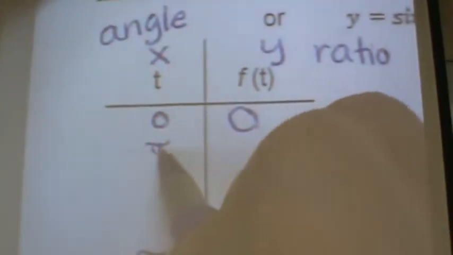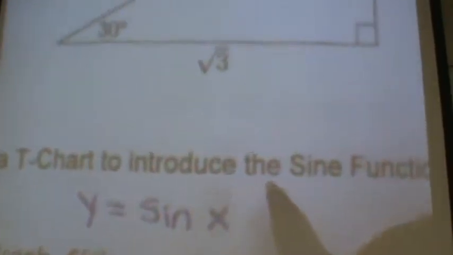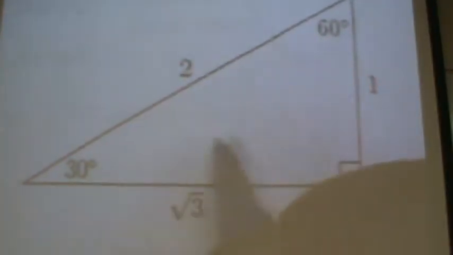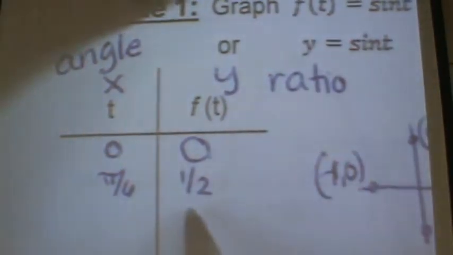So in reference to a 30-degree angle, here's pi over 6. If you think about a 30-degree angle, here's your 30-degree angle. What's the definition of sine? Opposite over hypotenuse. So this is a 1 to 2 ratio. What's another name for 1 to 2? A half. So over pi over 6, up a half. We're right on the mark right there.